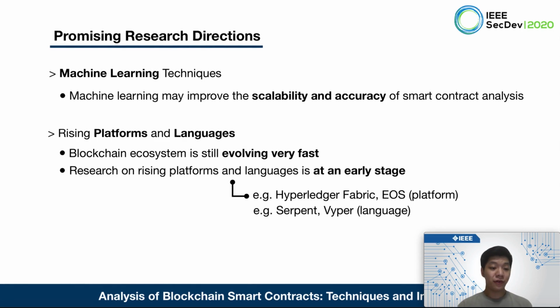The last two directions are machine learning and rising platforms and languages. Applying state-of-the-art machine learning techniques may improve scalability and accuracy of smart contract analysis. And considering that the blockchain ecosystem is still evolving very fast, research on platforms and languages other than Ethereum, Solidity, and EVM bytecode seems promising as well.